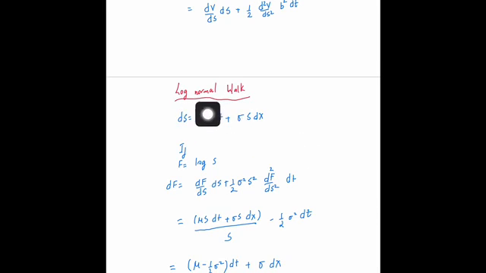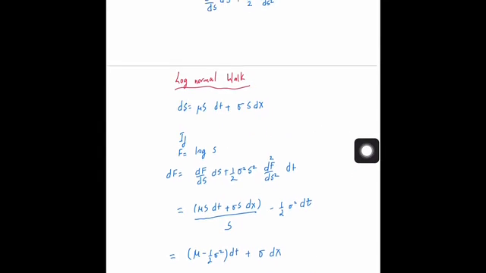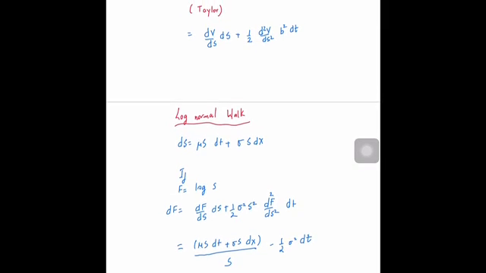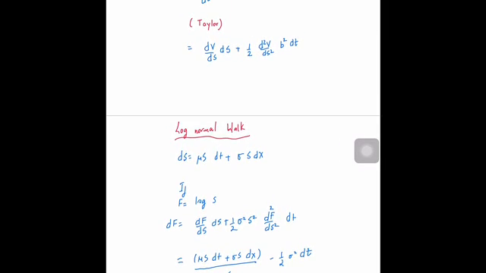Now let's consider a process, a log normal walk, where s changes by the drift. That is what we had initially in the problem. What we said is how stock prices change. That is generally how they are modeled: mu s ds plus sigma s dx. If I consider f equal to log of s, then I just use this formula.